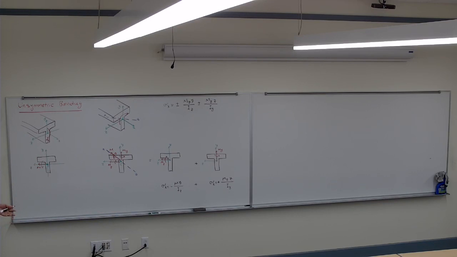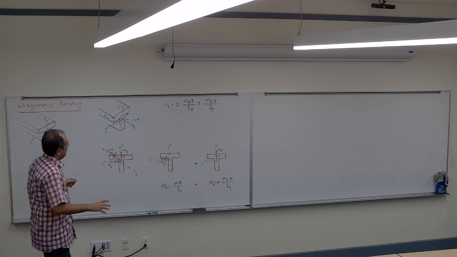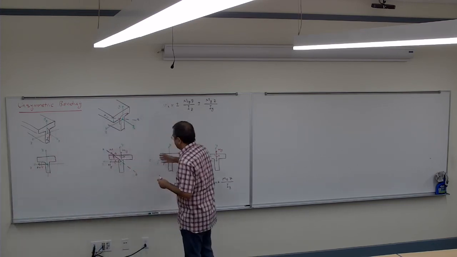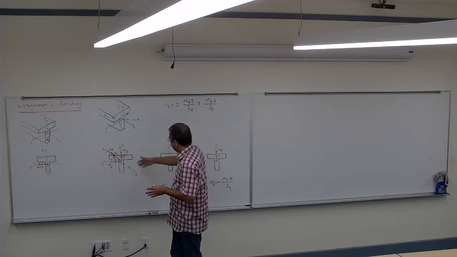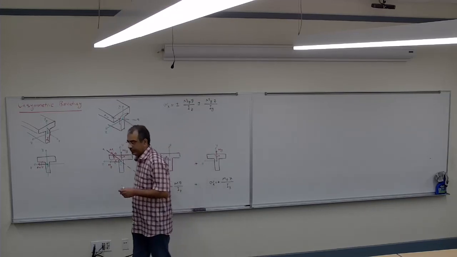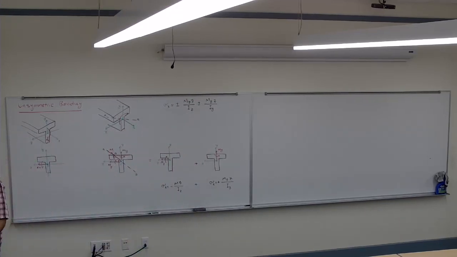Remember that in that case, if we want to find the neutral axis, we have to find where that sigma x becomes 0. So that neutral axis is not going to be on the y, it's not going to be on the z, it's going to be somewhere between them. So usually it's between the vector M and the principal axis.